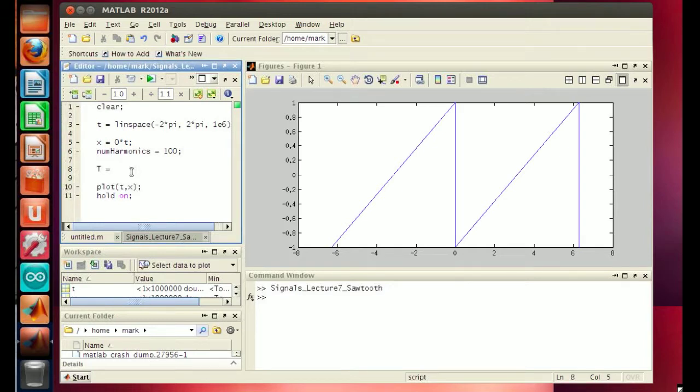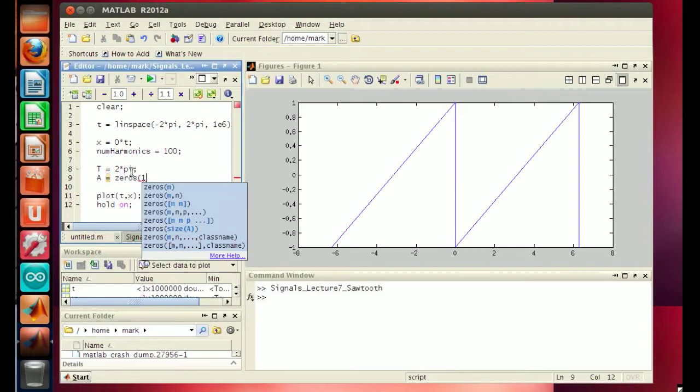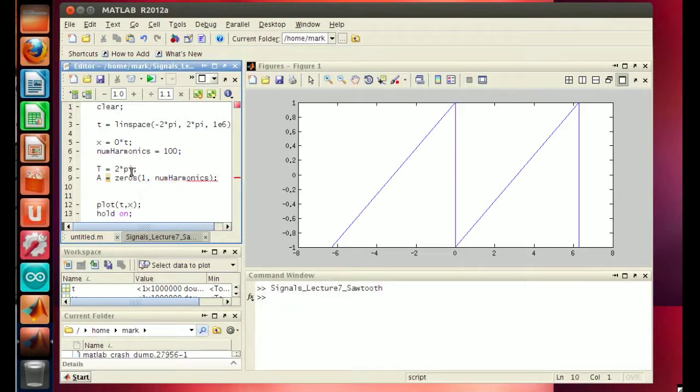I don't know. Maybe I'm just being superstitious. And CLF means clear figure. So if you have any figures open, it will get rid of those. And for the same reason I use clear figure. Sometimes they have trouble overwriting. MATLAB is one of those programs that takes a ton of memory, and sometimes computers don't like that.